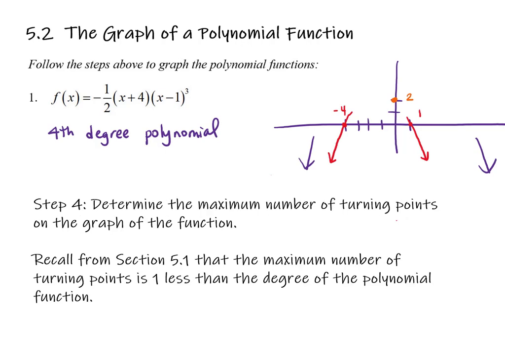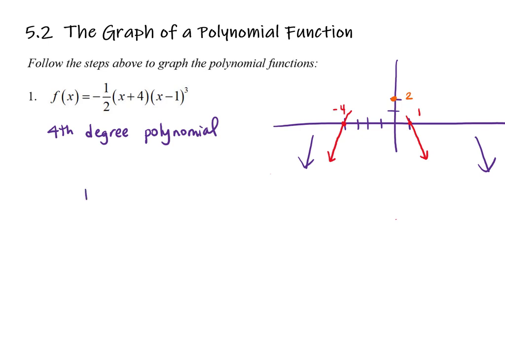Now, step 4 asks us to determine the maximum number of turning points on the graph of this function. Because this is a 4th degree polynomial, we're going to have a maximum of 3 turning points. We don't necessarily know where any of them are, we just know that we have a maximum of 3. And that's just something to keep in mind as we're drawing the graph.